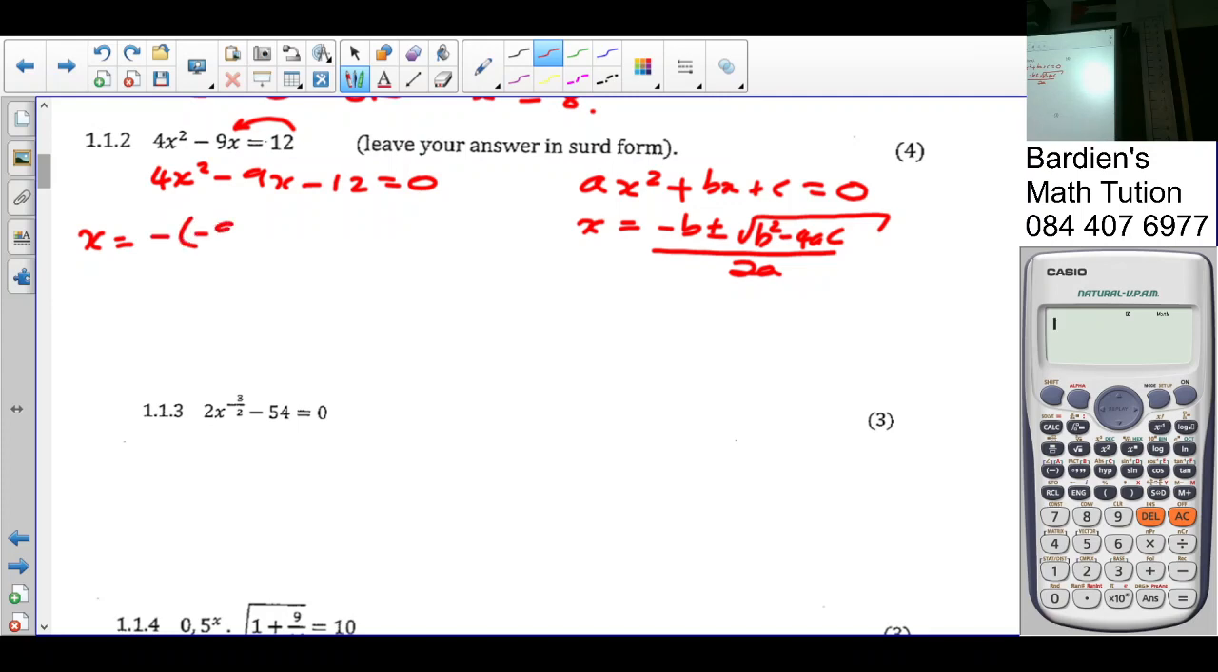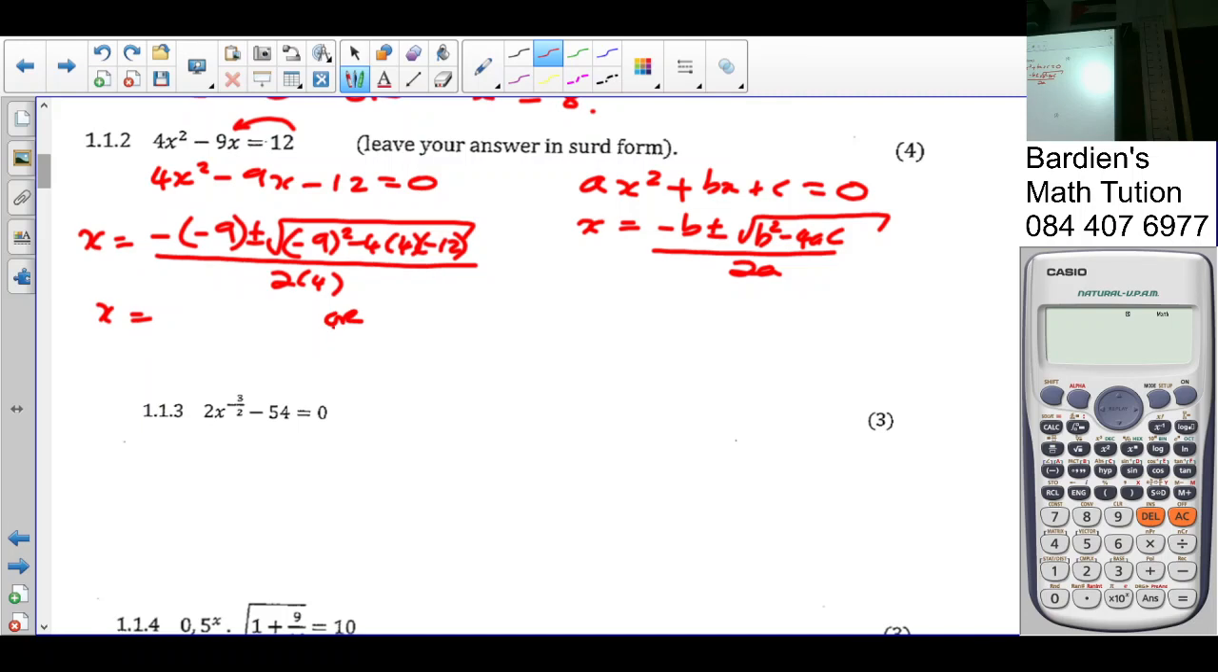So it's minus negative 9 plus minus the square root of negative 9 squared minus 4, a is 4, c is negative 12. And this is all over 2 times a, and a is 4. So x is equal to, put it in the calculator.